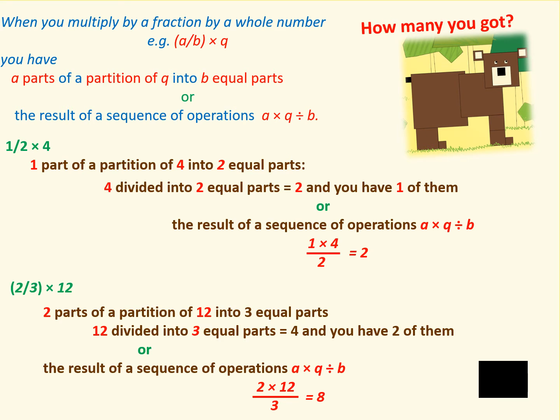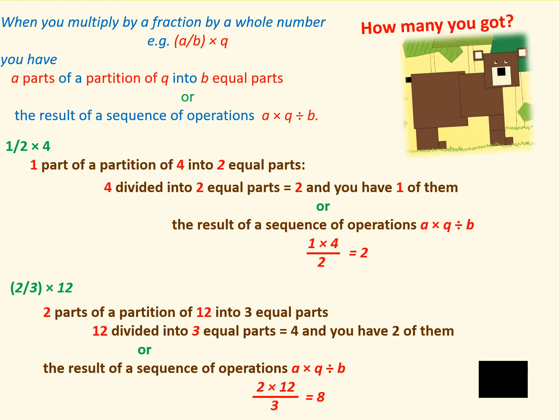Now let's look at the algorithms given in the standard. 1/2 times 4 equals either 1 part of a partition of 4 into 2 equal parts. That is, 4 divided into 2 equal parts equals 2, and you have one of them. Or you have the result of a sequence of operations, a times q divided by b: 1 times 4 divided by 2 equals 2.